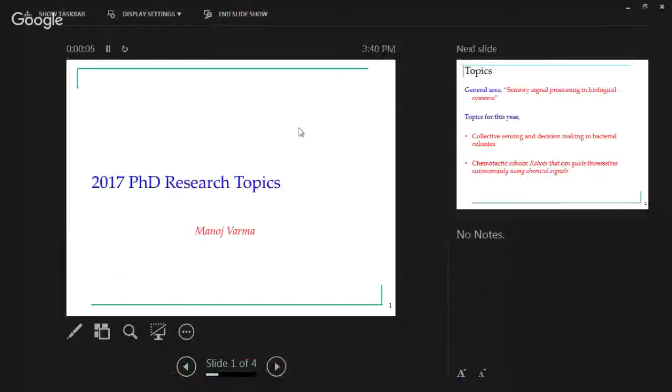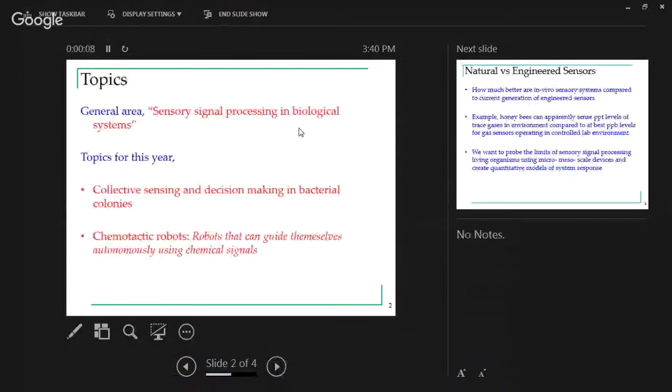So hello everybody, this is Manoj Verma. The general research area that I'm looking at in my lab currently is sensory signal processing and biological systems. What this means is that there's a lot of work that goes on here in sensing of various variables, for example pressure sensors, temperature. Akshay talked about mass sensors. So we work on a lot of different sensors.